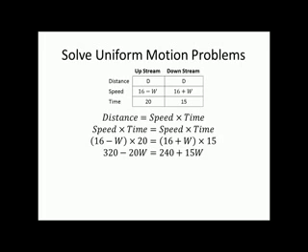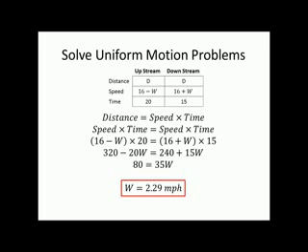We distribute through the 20 and distribute through the 15. Combine like terms, so we move the 240 over to the left side, we move the 20W over to the right side, and now we just have to divide by the 35. So W, the speed of the current, is equal to 2.29 miles per hour.